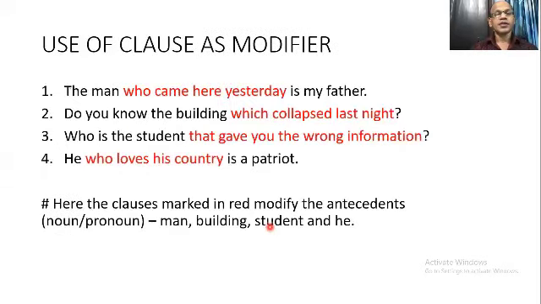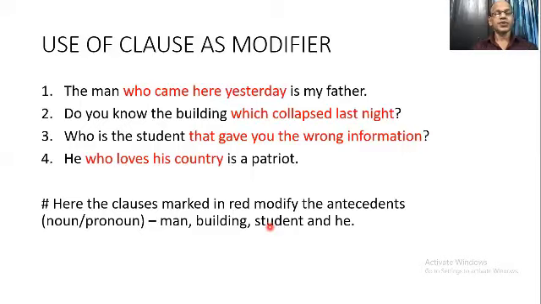Now let us go ahead. Use of clause as modifier. You know the definition of a clause. Came here yesterday is a clause. You see, the man who came here yesterday is my father. So who came here yesterday is a clause. It is giving extra information about the noun man. Do you know the building which collapsed last night? Which collapsed last night is a clause, an adjective clause. It modifies the noun building.